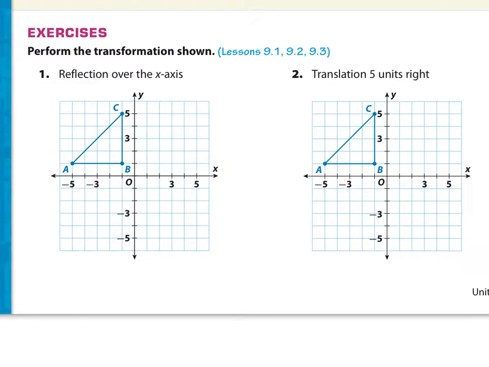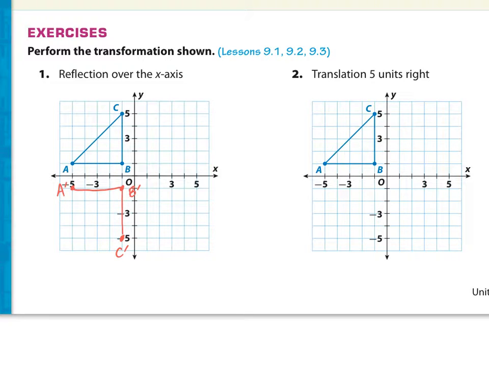Number 1 on page 337, we're going to reflect over the x-axis. So we're going to take this triangle and we're going to flip it over the x-axis. The x-axis is the one going horizontally straight across. So it's going to look like this. B prime is going to be here, right on the other side of the x-axis. A prime will be here. And because point C is really far, point C is going to be way down here when you reflect it. And this is my image.